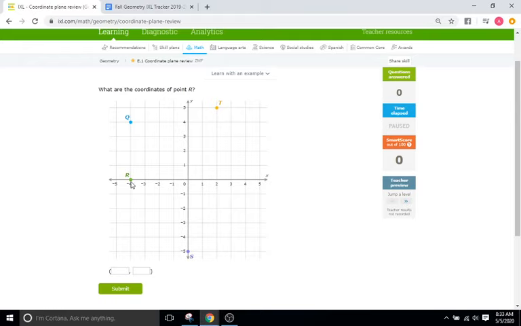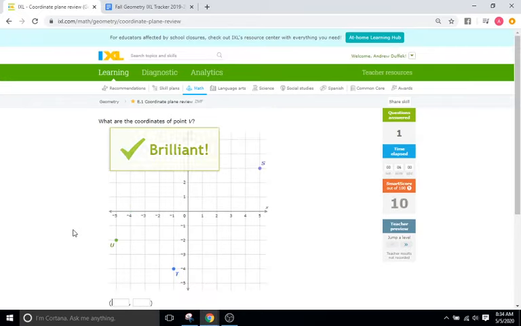R is right here. Remember, every coordinate is an x comma y value, so where it is on the x-axis and where it is on the y-axis. So on the x-axis, R is at -4, and on the y-axis, R is at 0, right? It's on the x-axis, so that's just 0, and that's it.